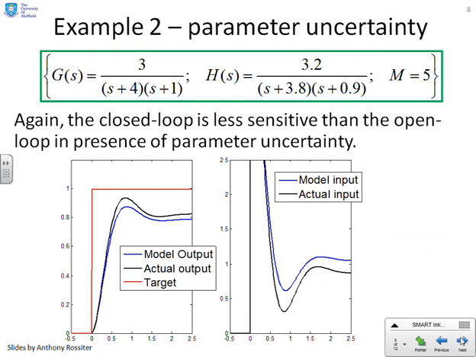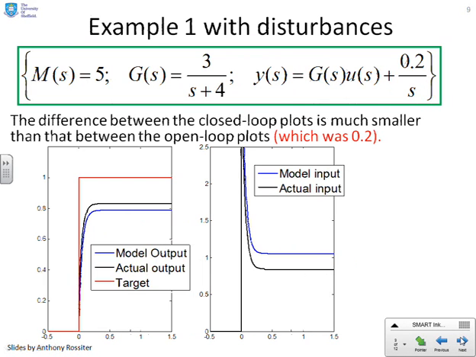Here's example 2. In this case, G of S was 3 over (S plus 4)(S plus 1), and H of S was 3.2 over (S plus 3.8)(S plus 0.9), and again a control law, M equals 5. And once more, if you look at the output plots here, you'll see the difference between the two output plots is quite small. So the closed loop is less sensitive than the open loop in the presence of parameter uncertainty. And that's why we introduce feedback, isn't it? As soon as we introduce monitoring, we expect to be able to reject uncertainty to some extent, and that's what you're seeing.